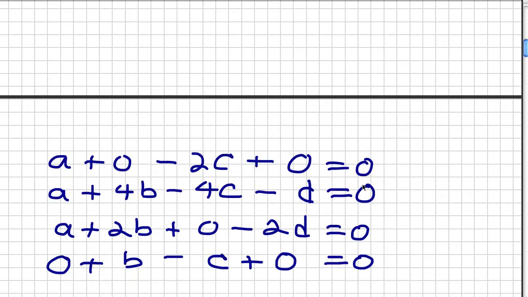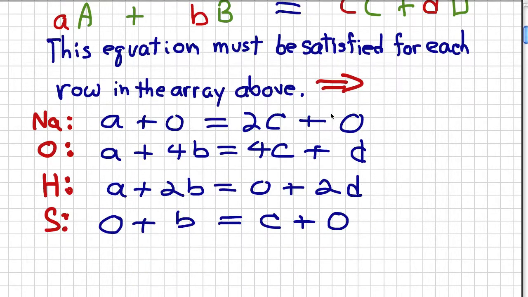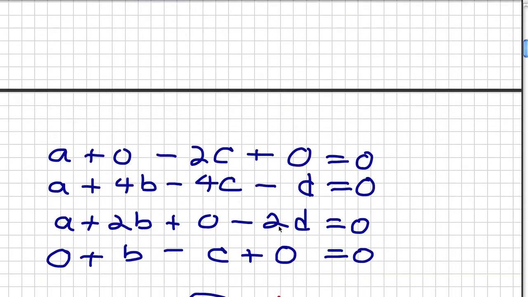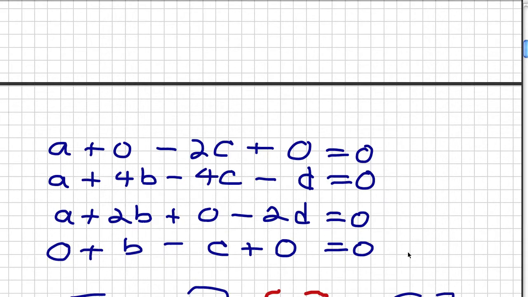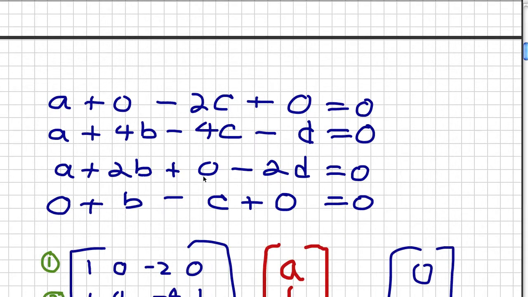I take everything that's on the right side and bring it over to the left side. So everything over here on the right side, I just subtract 2C plus 0. So I subtract 2C from both sides of the equation. I subtract 4C and I subtract D from both sides of the equation. And I subtract 2D and C from both sides of the equation. So this gives me this set of simultaneous linear equations.